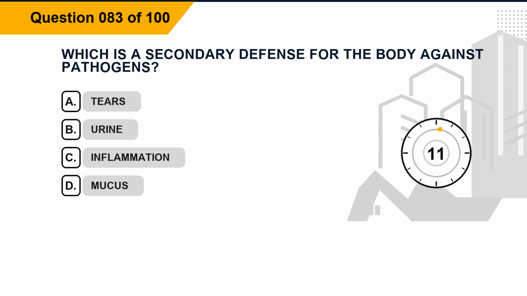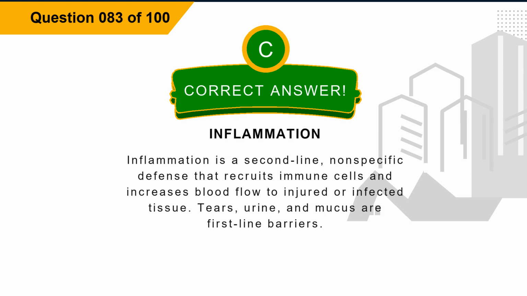Question 83. Which is a secondary defense for the body against pathogens? Option A, tears. Option B, urine. Option C, inflammation. Option D, mucus. The correct answer is option C, inflammation. Explanation. Inflammation is a second-line, non-specific defense that recruits immune cells and increases blood flow to injured or infected tissue. Tears, urine, and mucus are first-line barriers.